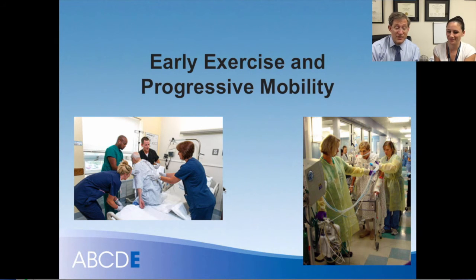So this is it. This is early exercise and progressive mobility. This is an incredibly important point. This is the E in the ABCDE bundle, and I wanted to take a moment and share with you what this is all about. The idea up until the last, I would say, 5 or 6 years was that we as critical care practitioners were so busy taking care of our patients who were so sick that our focus was to get them through their critical illness, and then we would focus in on rehabilitation. Sounds reasonable. Evidently it's not.